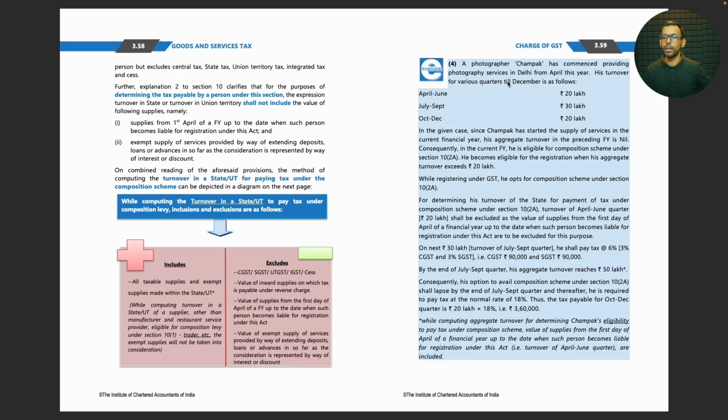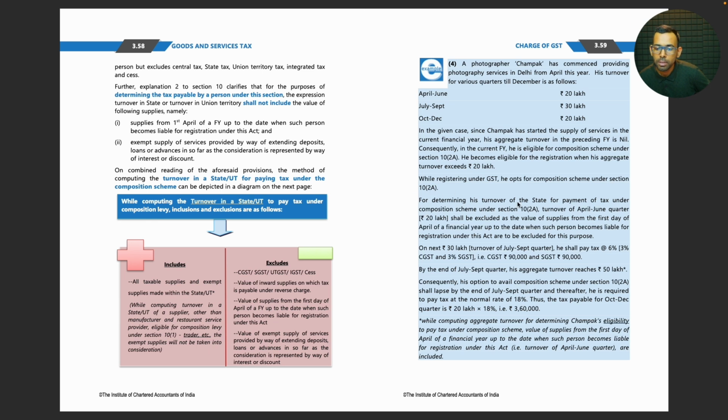A photographer Champak has commenced providing photography services in Delhi from April this year. His turnover for various quarters till December is as follows. April to June is 20 lakhs, July to September is 30 and October to December is 20 lakhs. In the given case, since Champak has started the supply of services in the current financial year, his aggregate turnover in the preceding financial year is nil. Consequently, in the current financial year, he is eligible for composition scheme under section 10 subsection 2A. He becomes eligible for registration when his aggregate turnover exceeds 20 lakhs. While registering under GST, he opts for composition scheme under section 2A.